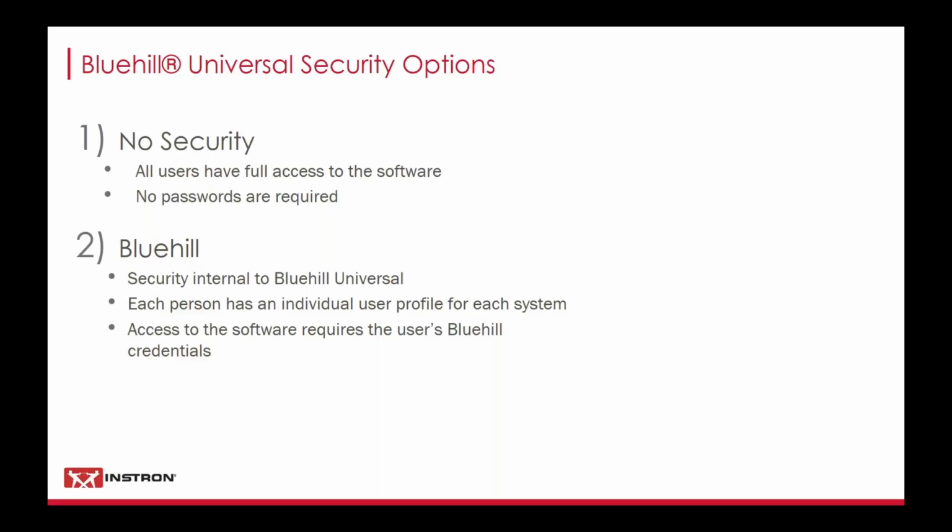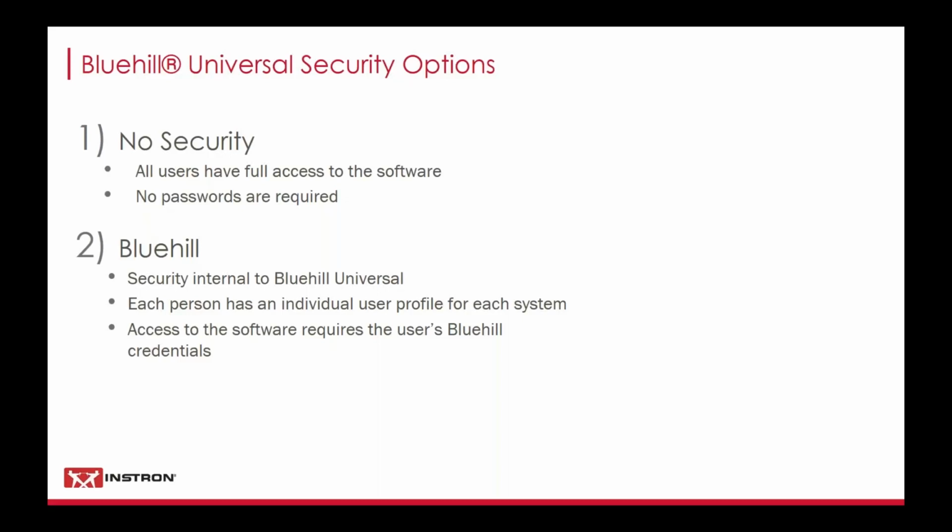When security is enabled, there are 3 options to choose from. There's Bluehill-based security, which is built into Bluehill Universal. There's Windows-based security, so this is linking your local Windows login with the login to Bluehill. And finally, there's Active Directory. So this is using the user's Windows login on a corporate network. So for those of you that are familiar with maybe Bluehill 2 or Bluehill 3, in those versions of the software, we only had the Bluehill-based security.